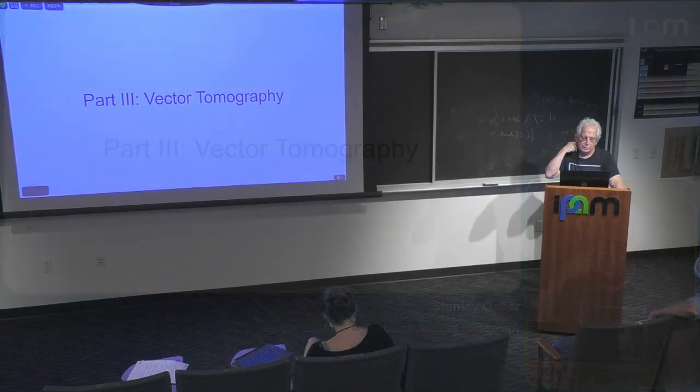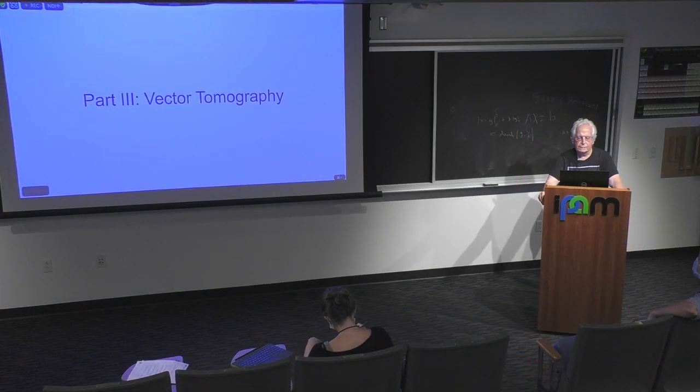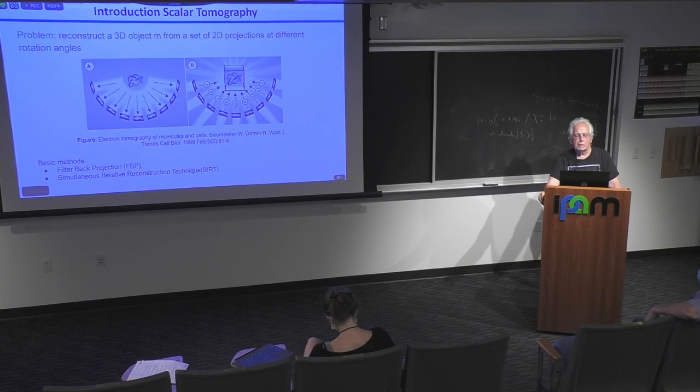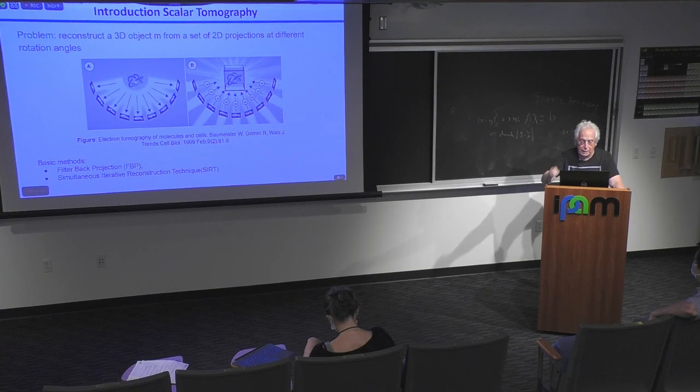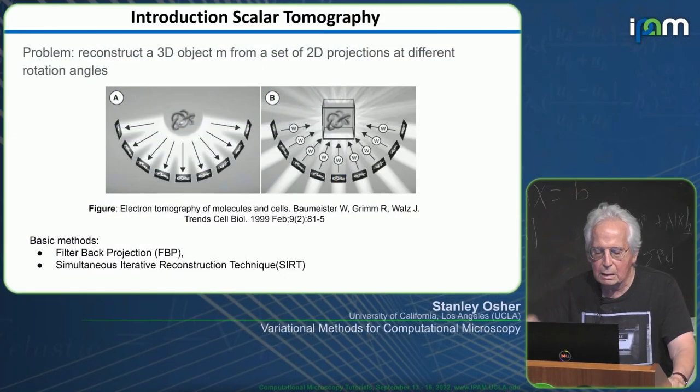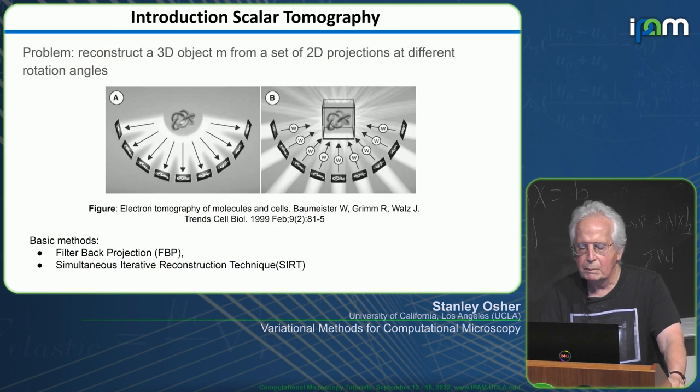Vector tomography, which was mentioned last talk. Okay. You want to reconstruct a 3D object from a set of 2D projections at different rotation angles. So there are basic methods. Filter back projection, I wouldn't recommend. It's a very linear method. You divide by something which can give you horrible oscillations. Or simultaneous iterative reconstruction technique, which is some back and forth method. But we're going to do something else.